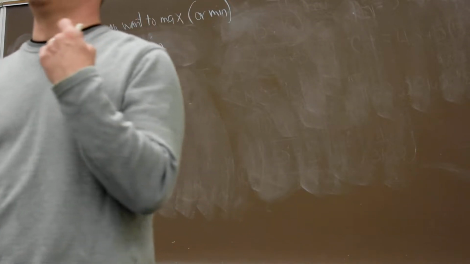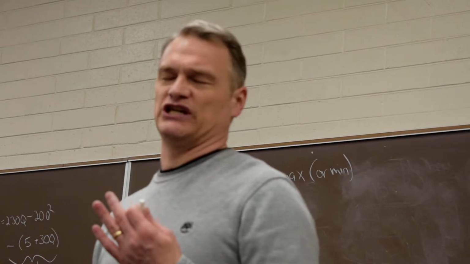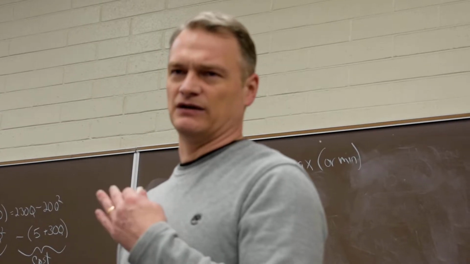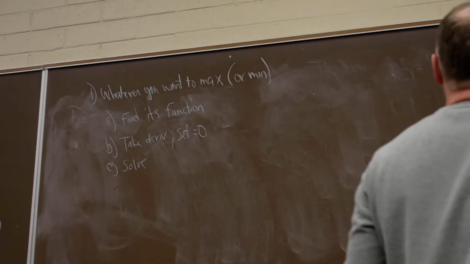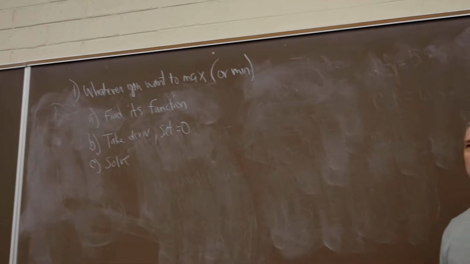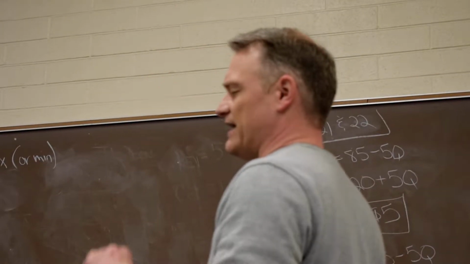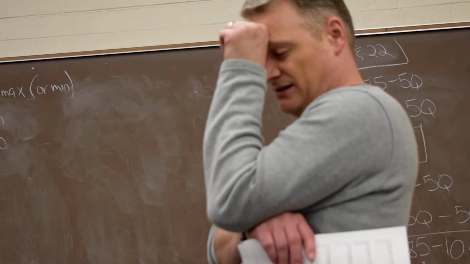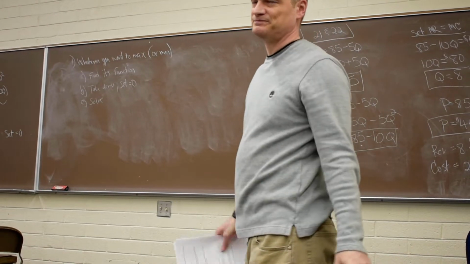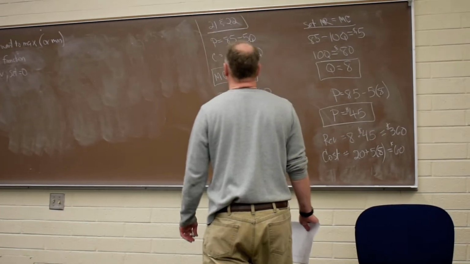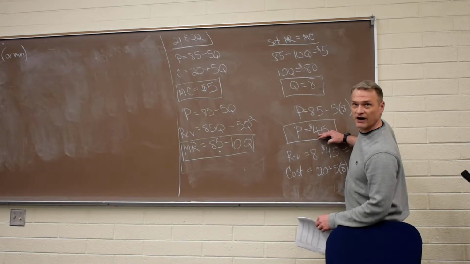So if I want to maximize revenue as opposed to profits, I'm going to take the revenue function, take its derivative, and set it equal to 0 and solve. Okay? The profit maximizing price will always be higher than the revenue maximizing price. And another way to think of it is the revenue maximizing price assumes that your marginal cost is 0. I'll show you why. So the profit maximizing output is 8 and a price of 45.